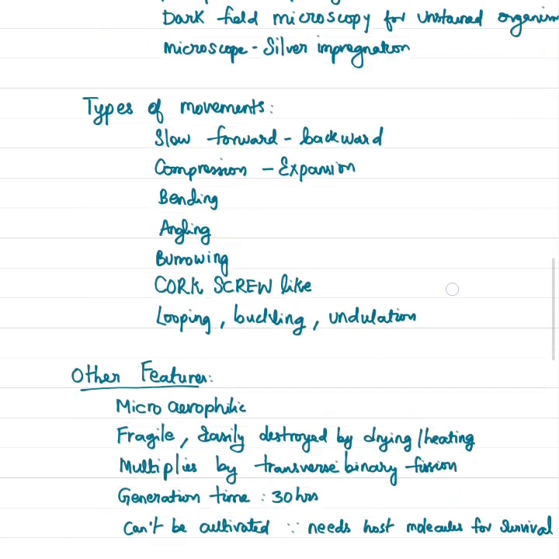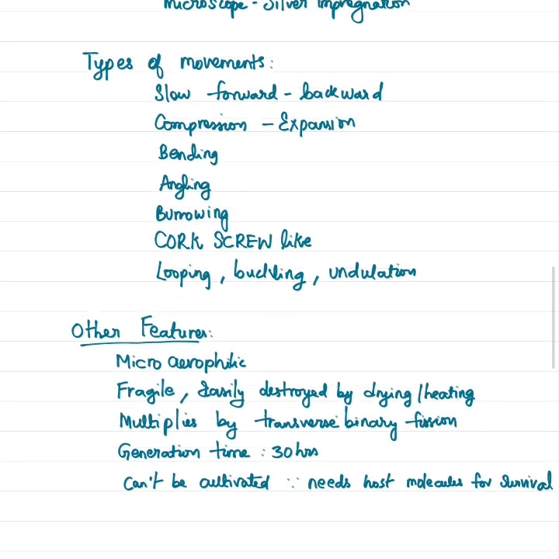Coming to the various types of movements shown by this organism, these include slow forward and backward movement, compression expansion movement, bending movement, angling movement, burrowing movement, and our favorite corkscrew-like movement, which is characteristic, then looping, buckling, and undulation movements rarely. Some other features of this organism are that it is microaerophilic, it is fragile, and so it is easily destroyed on drying or heating.